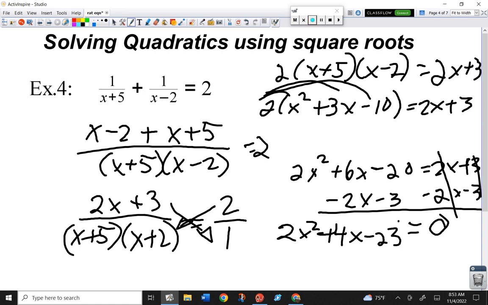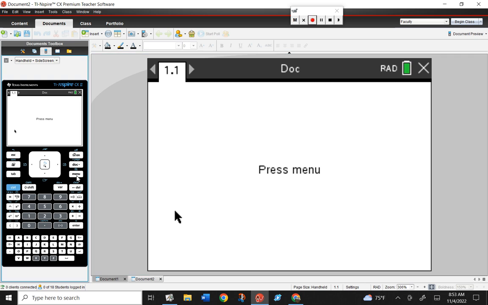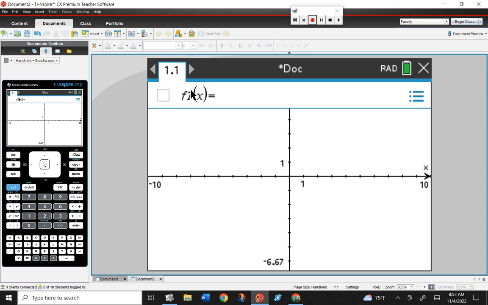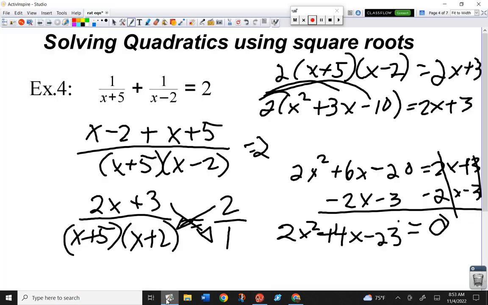Well, how do we solve these? Well, there's several ways to solve it, but the fastest way to solve it, ladies and gentlemen, is to go to our calculator, go to menu, add a graph, and we're going to put 2x squared plus 4x minus 23. Let me just verify that that's what it was. Yep, that's what it was.